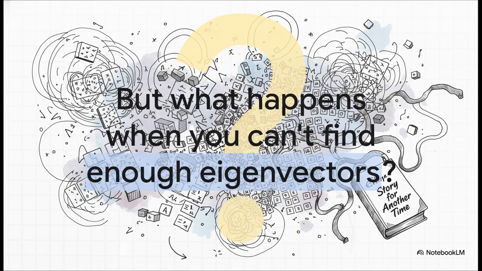It's an absolutely fantastic tool. But it does rely on one crucial thing: being able to find enough eigenvectors to build our solution. So that leaves us with a juicy question. What happens when the matrix doesn't cooperate? What do you do when you just can't find enough eigenvectors? Well, that's a story for another time.